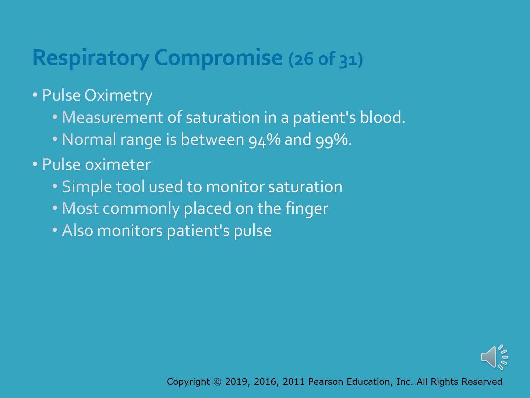The pulse ox is a simple tool that can be used to assess how much oxygen is getting to the patient's blood. It is most commonly placed on the finger, and through technology it can read the level of oxygen saturation in that patient's blood. A normal range for oxygen saturation is between 94 and 99%. And just remember that is on the cells that are healthy and alive.